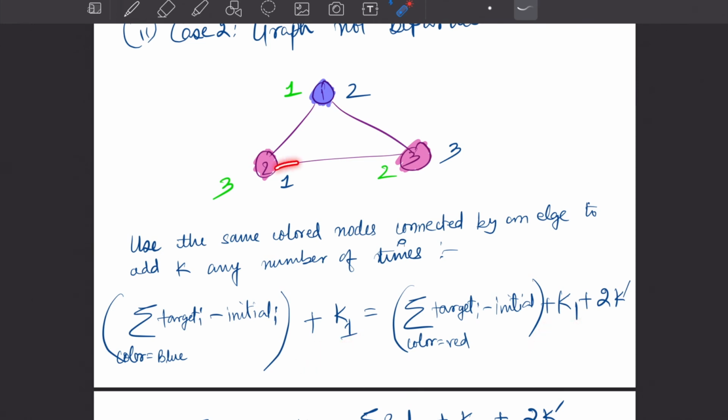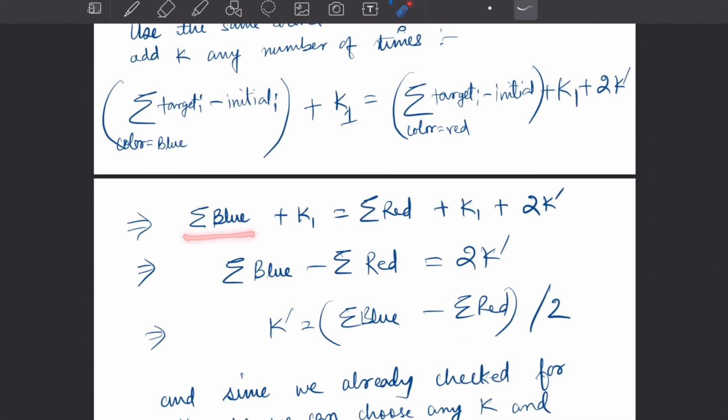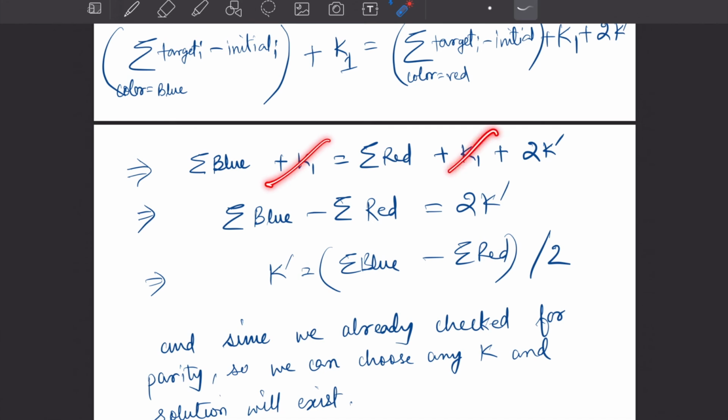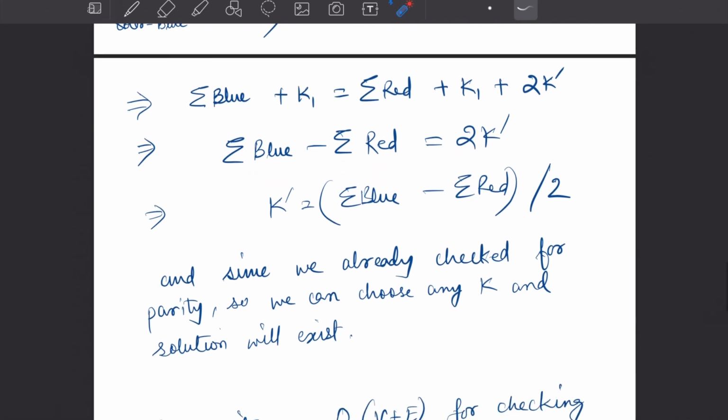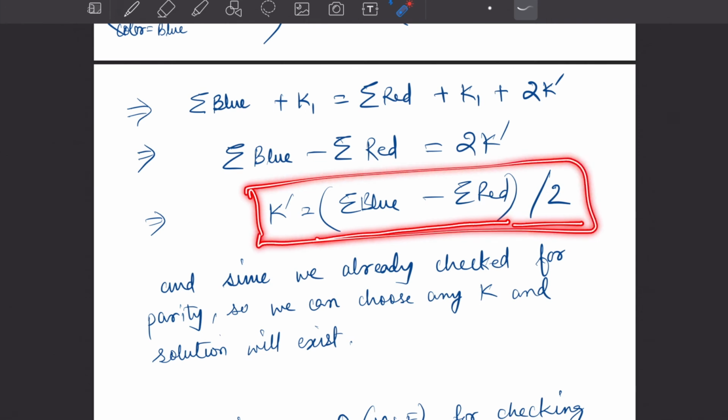But what if I pick an edge that connects these two pink nodes? In that case, what will happen? I will add only to one side, only this side I will add k, that is k dash plus k dash, because when I choose this edge I add k dash here, I add k dash here, so that means I add a total of 2k dash to this side actually. So only 2k dash will be added here. So let's further boil it down. The summation of blue nodes plus this k1 becomes summation of red nodes plus k1 plus 2k dash, which finally becomes, this k1 gets cancelled, so we can write it as summation of blue nodes minus red nodes equals 2 times k dash. So k dash becomes the summation of blue minus red divided by 2, and we always know that the parity is the same, so we can achieve this.